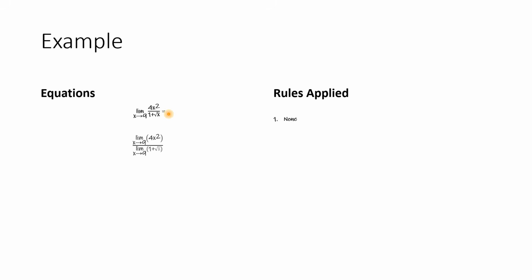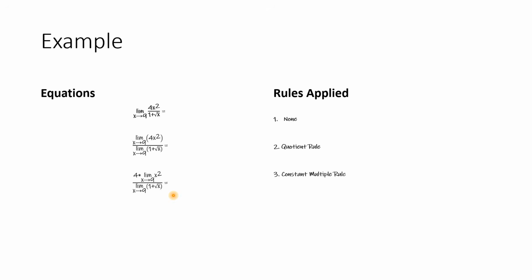First, we're going to apply what's called the quotient rule, meaning that if we have a limit of this entire function, we can split the limit up into two and take the limit of the numerator as well as the limit of the denominator independently. That's called the quotient rule.